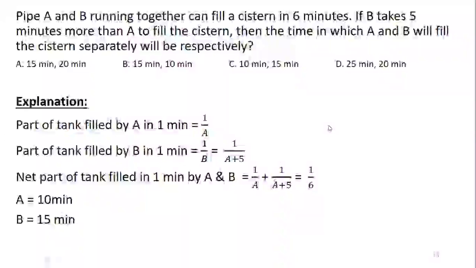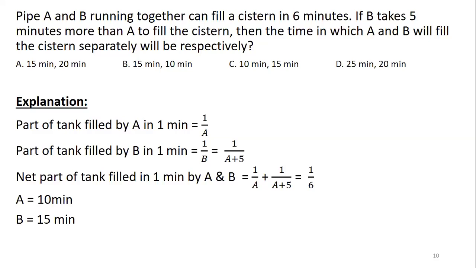Pipe A and B running together can fill a cistern in 6 minutes. If B takes 5 minutes more than A to fill the cistern, then the time in which A and B will fill the cistern separately will be respectively. Now 1 minute job we are going to calculate. So before that, let us assume the time taken by A to fill the tank is A minutes and by tap B is B minutes. Now 1 minute job done by A is 1 by A.